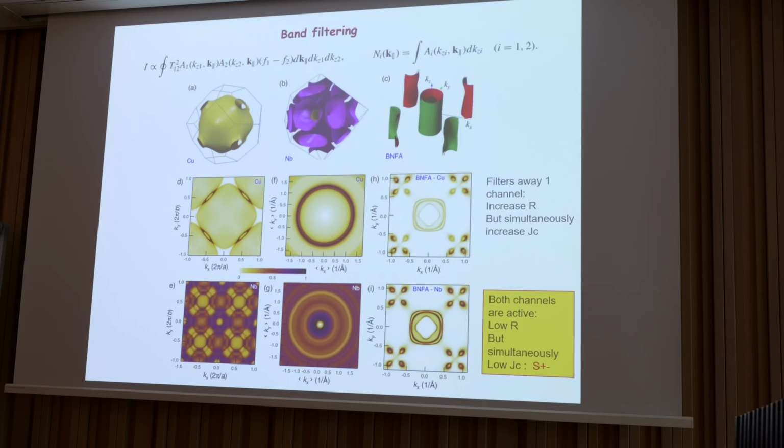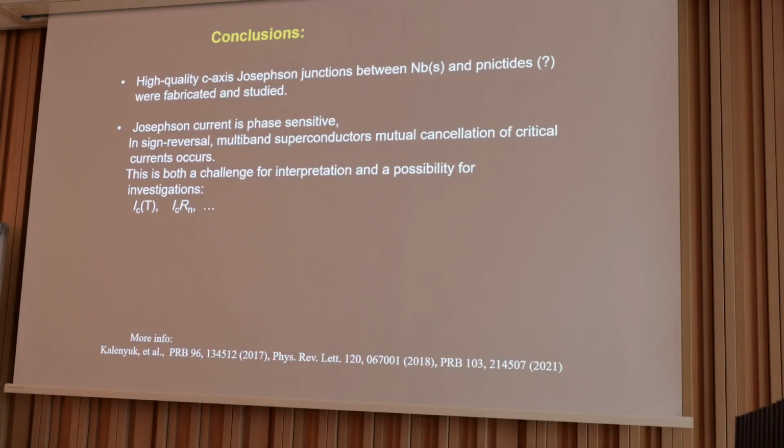Well, I guess this is a beautiful indication of the sign reversal of the order parameter in pnictides. It is consistent with S plus minus order. And moreover, we can say that sign reversal occurs between the central and the corner bands of the pnictide. All right, I think I came to my conclusion.